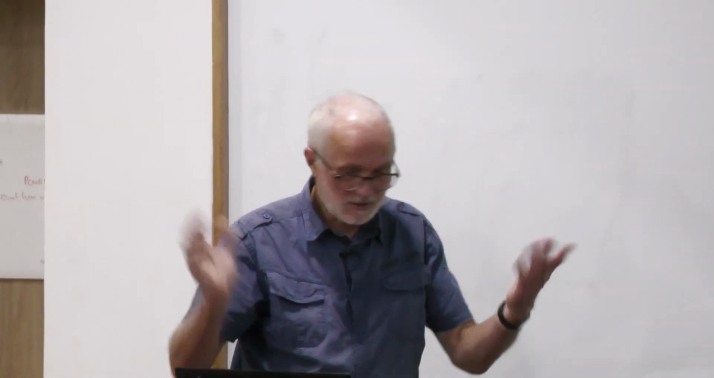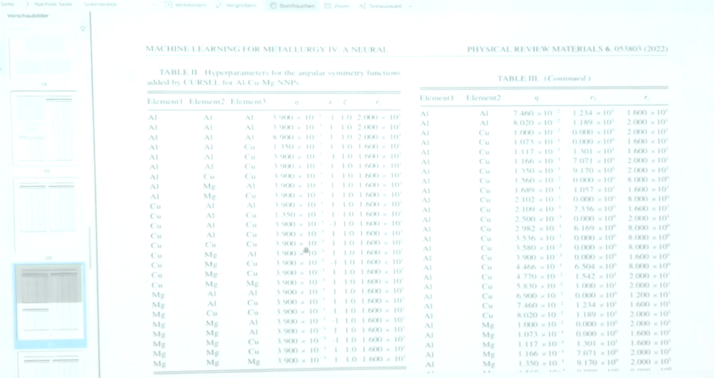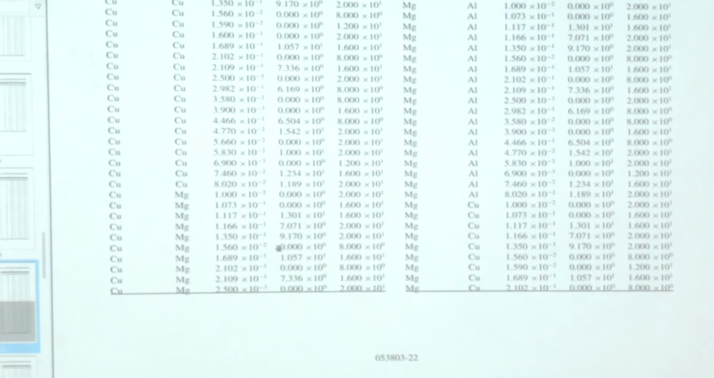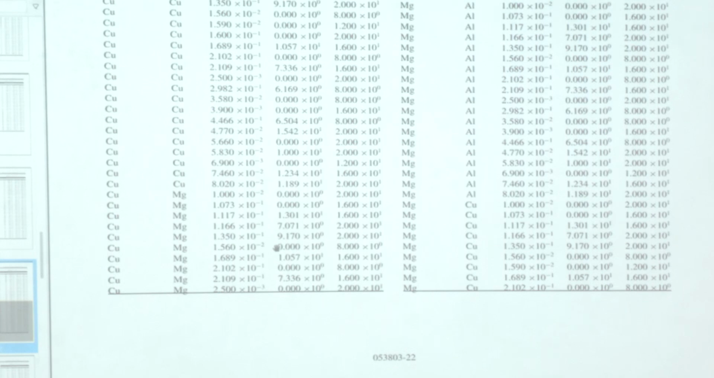All these functions, you get these parameters. These are only the spherical symmetric ones. Here these are the angular functions. And what is the third? So what I wanted to say is these parameters somehow are published.